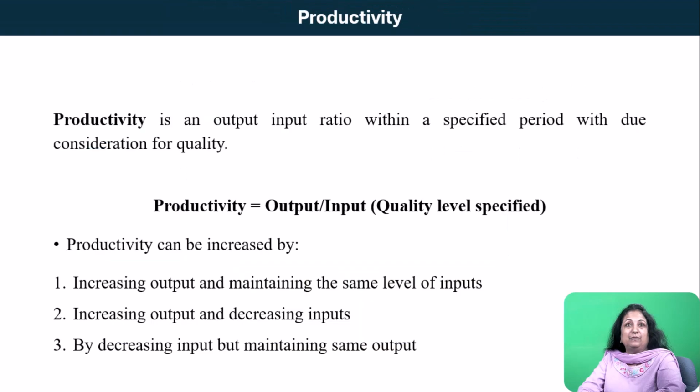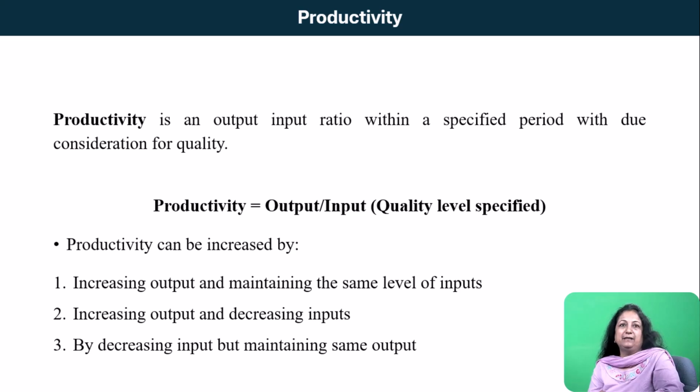Moving ahead with that, what do we really achieve? Managers are always looking at the goals of productivity. That means it is an output to input ratio within a specified period with due consideration for quality. So productivity is equal to output upon input and the quality level specified. So you need to ensure that just because I want to do fast, if I make more errors, then that is not productivity. I have made more errors, and therefore my outputs are not of high quality.